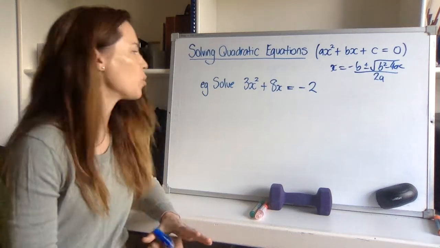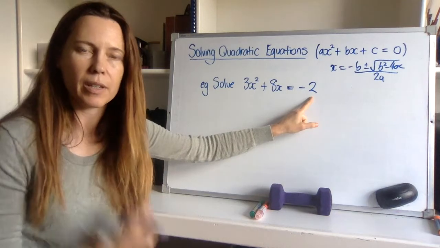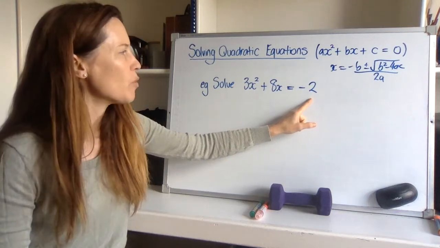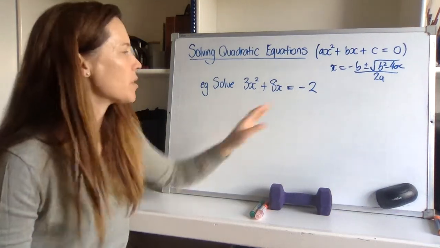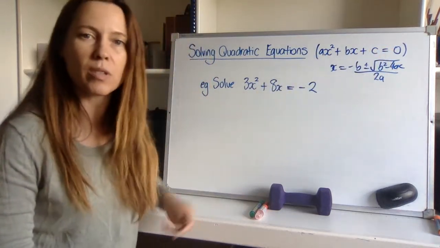All right, next example. 3x squared plus 8x equals negative 2. Now, there's a trick here that quite a lot of people fall for. Remember I said the first step is to get everything onto one side of the equation and get it in this form so that it equals 0.